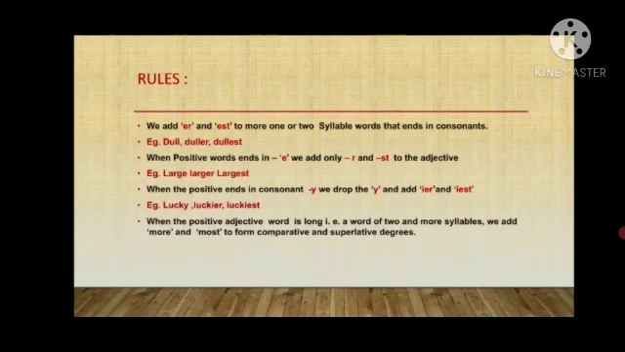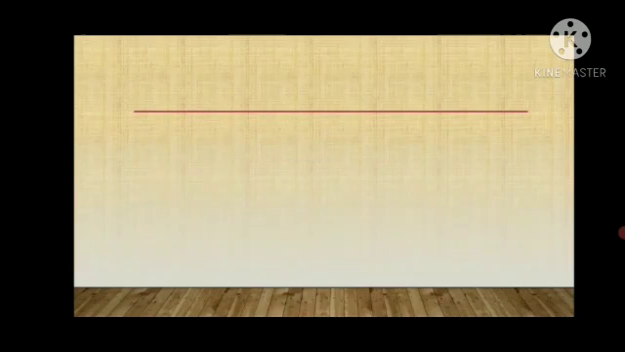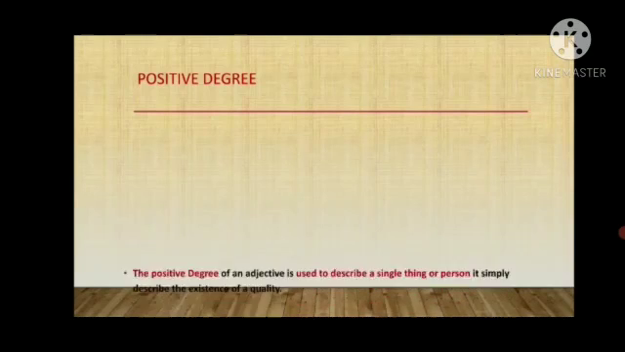When the positive adjective is long, that is a word of two or more syllables, we add more and most to form the comparative and superlative degree. For example, handsome, more handsome, most handsome. Now we will see the positive degree concept with the rule and example.